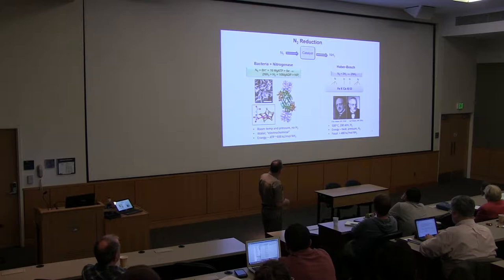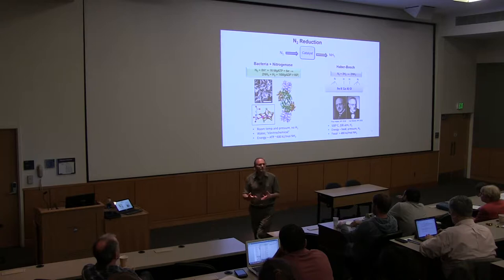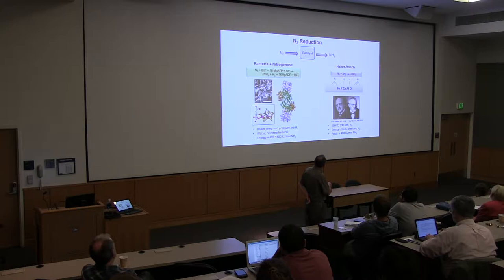And this has been an incredibly successful reaction. It's in the top five industrial processes worldwide, and about half of us in this room exist because of this reaction, because the biological process, which we'll talk about in a second, wasn't keeping up with demand. And so what did Fritz Haber and Carl Bosch perfect? Well, they used an iron catalyst, and they could do this reaction of N2 plus hydrogens to make ammonia.